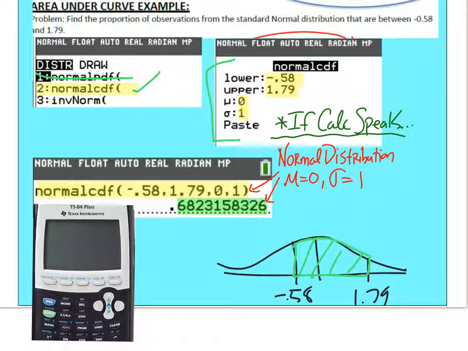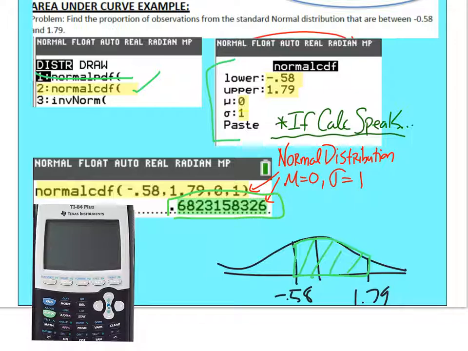So all you have to do is literally type in the range. Now, the mean of a normal curve is 0, standard deviation is 1. You type that in and you hit enter, and here's the actual answer, which is the exact same answer that we got before. You are more than welcome to use the calculator method versus the table method on the actual AP exam. They do not care.